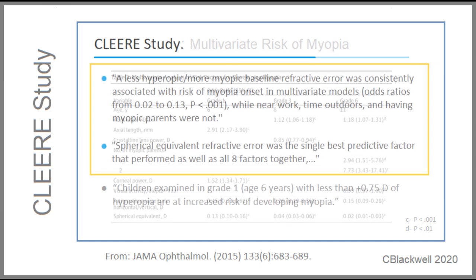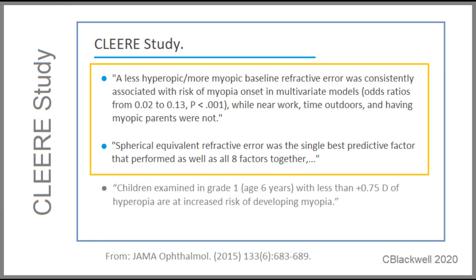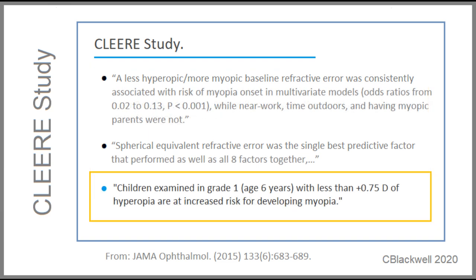The author's conclusion was the best predictor of myopia development was baseline refractive error. That single parameter had nearly the equivalent predictive strength of the other 8 variables put together. Following this logic, they suggested a decision to treat could be based on early refractive error.